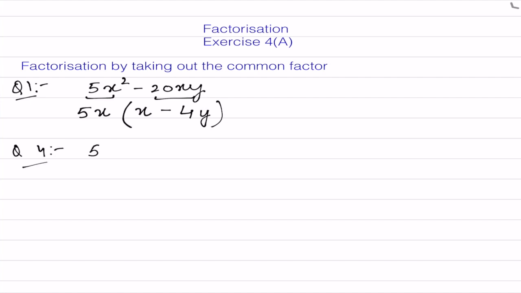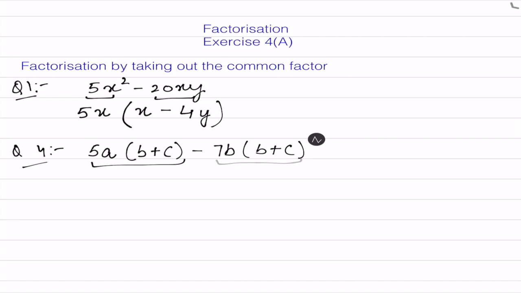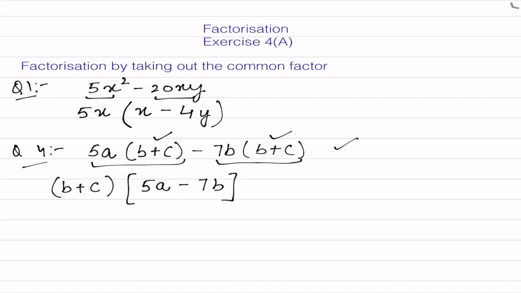Okay, I'll take one more example: 5a into b plus c minus 7b into b plus c. In this question also there are two terms and we have to see what is common in both the terms. Here b plus c is the common factor of both the terms. So we'll take out b plus c and put it in a bracket. What is left? 5a minus 7b. So these are the two factors of the given expression.